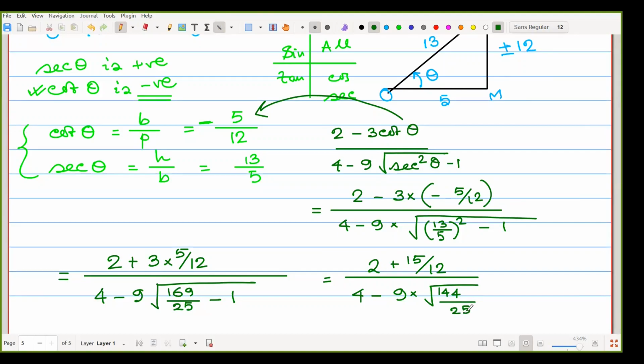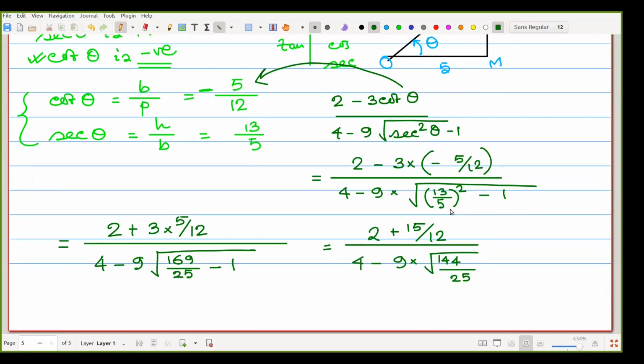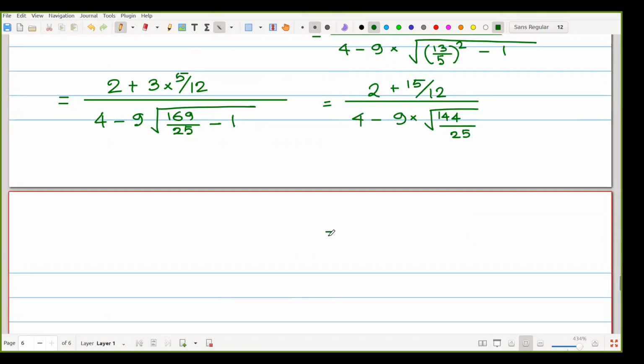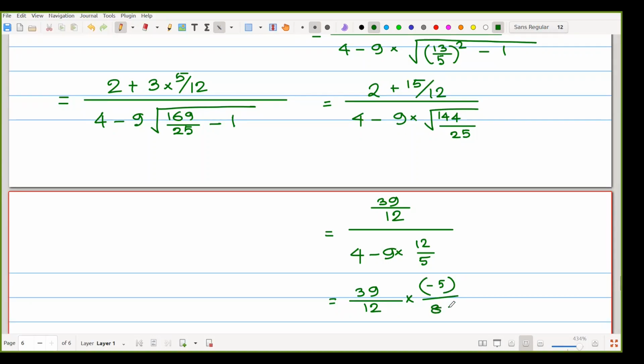Or more calculation we can say that is equal to, the numerator is now 39 by 12 and the denominator is 4 minus 9 into 12 by 5, or that is 39 by 12 into minus 5 divided by 88, or the result is minus 65 divided by 352. So that is the answer, that is the solution.